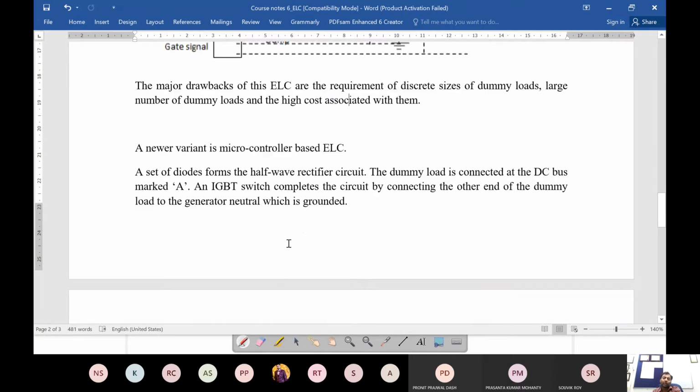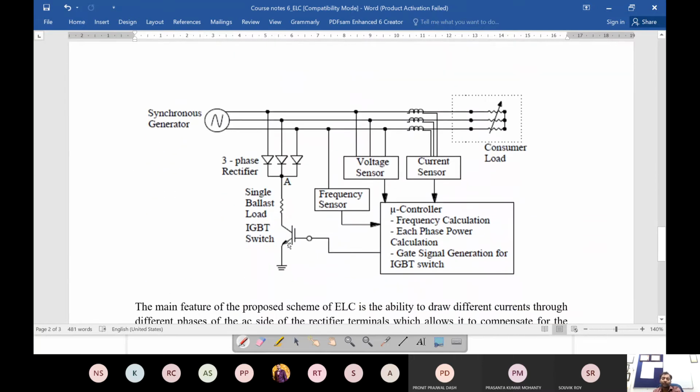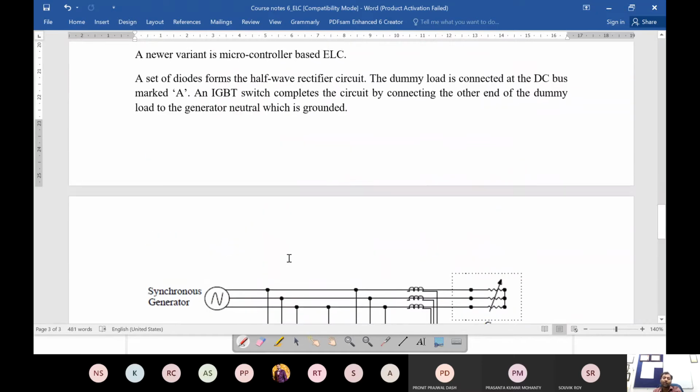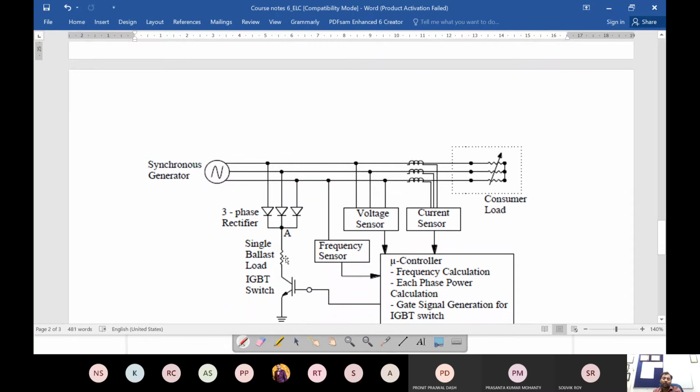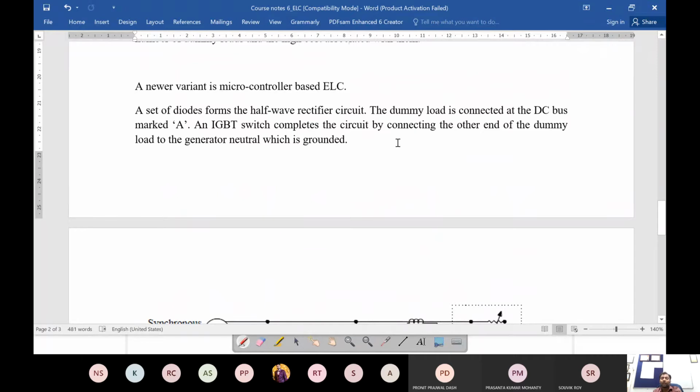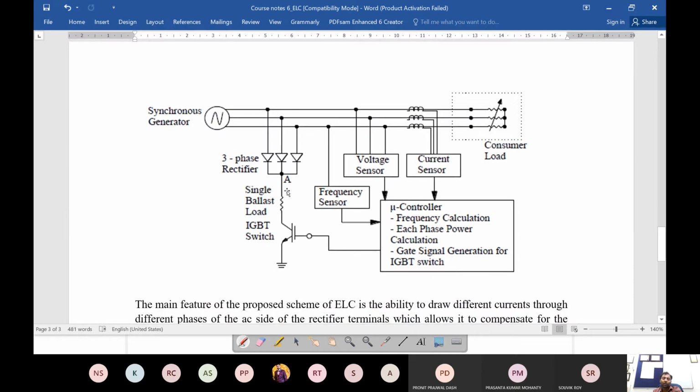So in this case, if you look at the diagram here, this is the schematic. As it says here, a set of diodes forms the half-wave rectifier circuit. So you have a three-phase rectifier, which can be a half-wave rectifier in this case. You are converting your given AC voltage to an equivalent DC waveform. And the dummy load is connected at the DC bus marked A. So this is your dummy load here, this resistance. As I said, the single ballast load.